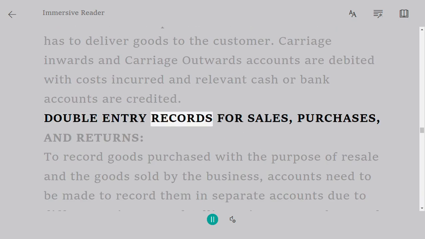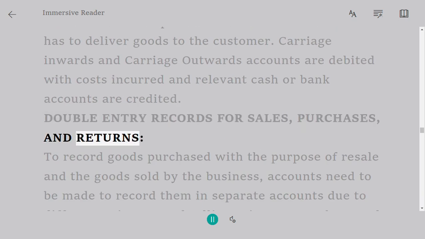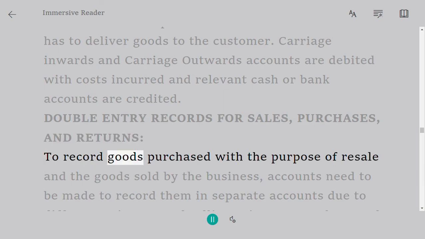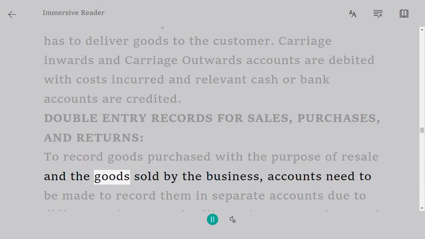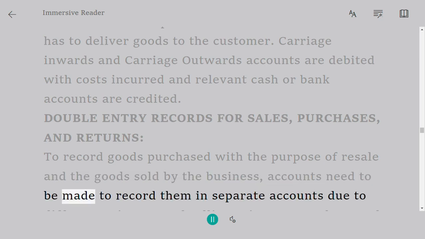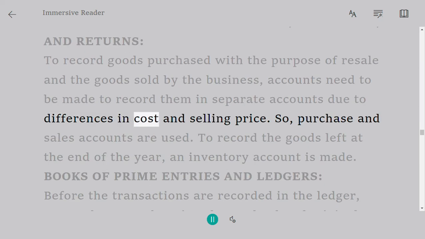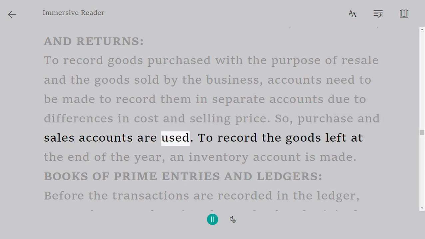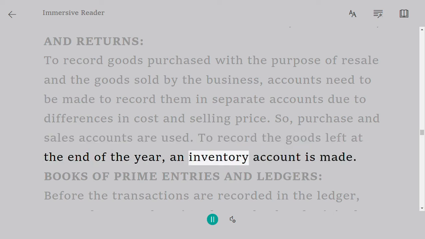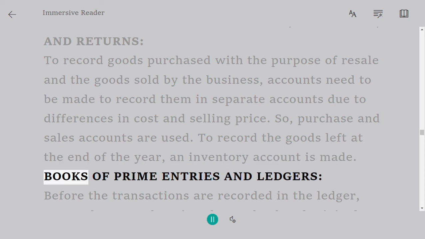Double entry records for sales, purchases, and returns. To record goods purchased for the purpose of resale and goods sold by the business, separate accounts need to be made due to differences in cost and selling price. So, purchases and sales accounts are used. To record the goods left at the end of the year, an inventory account is made. Books of original entries and ledgers.